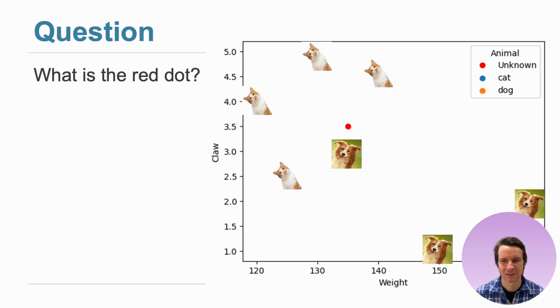And here is a redrawing to make it easier to see. So there are the dogs at the dog spots and the cats at the cat spots. It's kind of close to a dog, but at the same time it's in a cluster of cats.